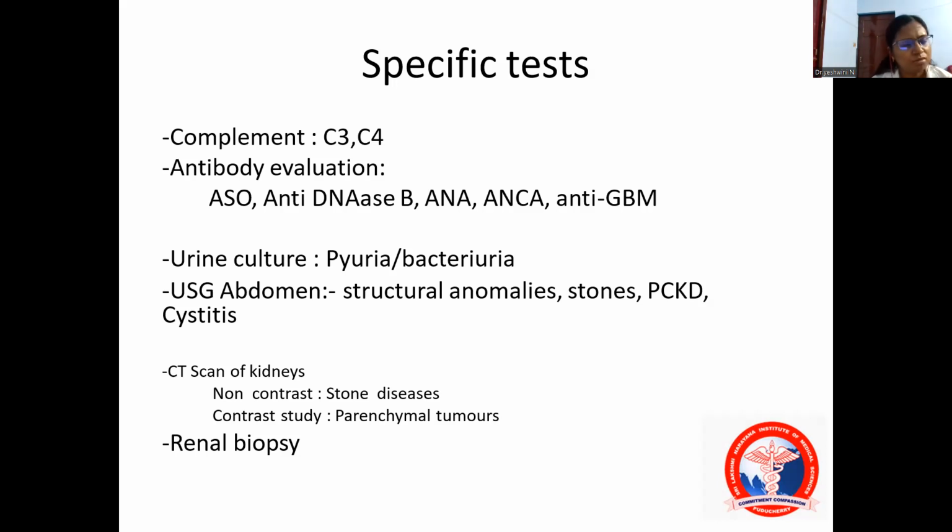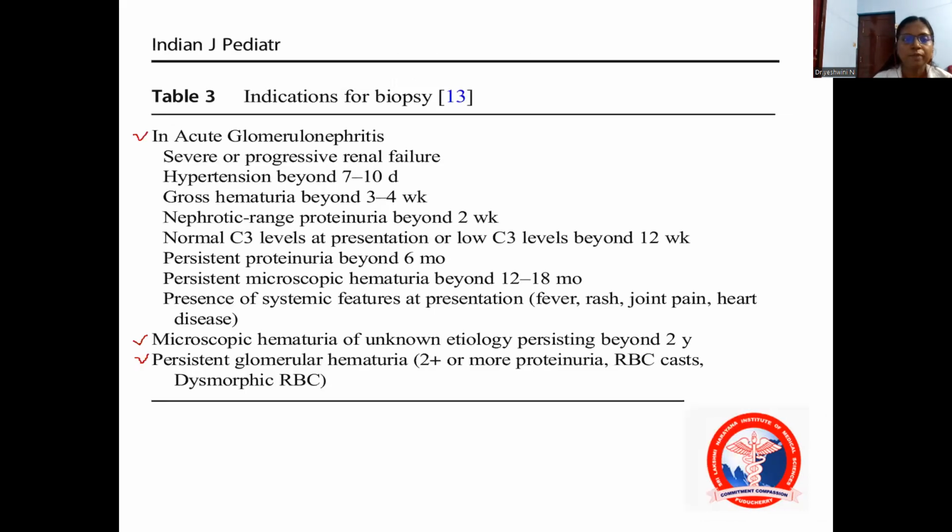In all hematuria, you don't do biopsy, but there are indications where you do biopsy for a renal disorder. In acute glomerulonephritis like PSGN, you are not going to do biopsy, as the child is going to improve in a short period of time. If the glomerulonephritis is due to other causes, there will be progressive renal failure and progressive hematuria. That is when you do a renal biopsy. Also when hypertension persists beyond 7 to 10 days, gross hematuria goes beyond 1 month, or microscopic hematuria goes beyond 1 year.